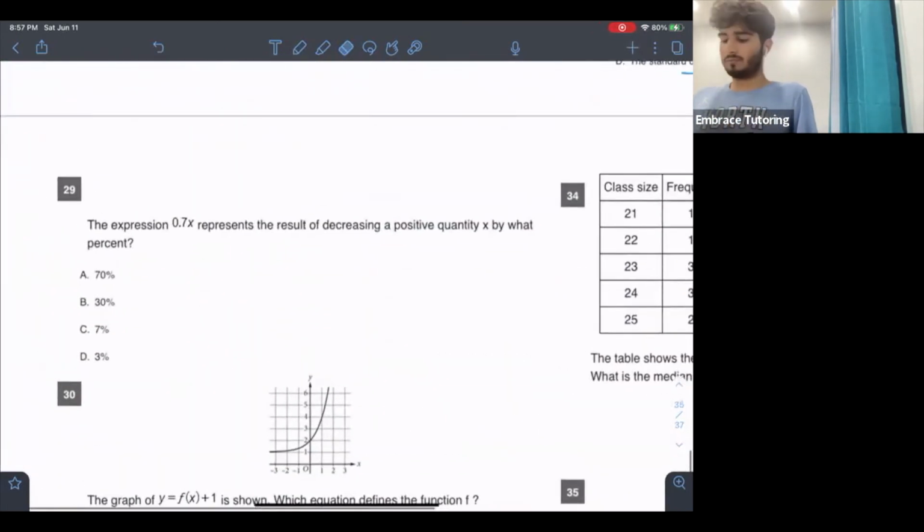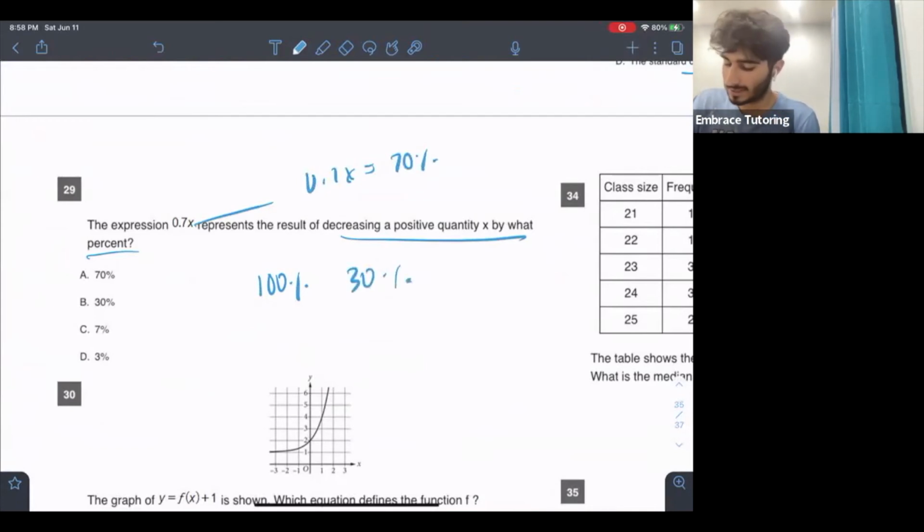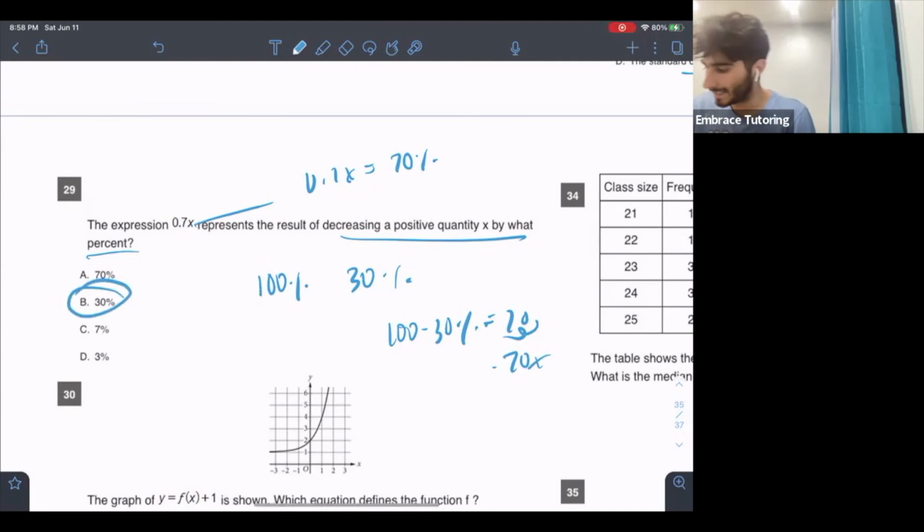29. The expression 0.7x represents the result of decreasing a positive quantity x by what percent? So usually it's 100%, right? But now this is 0.7x, meaning it was 70%, meaning it decreased by 30%. So that's how you get 100% minus 30. Basic calculation, you get 70. If you divide it by 100, you get 0.7x. And that's how you get choice B for this question.